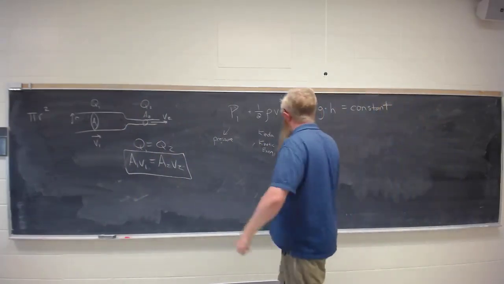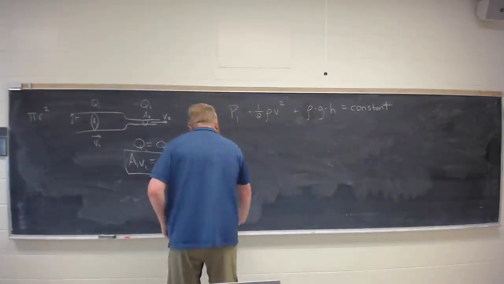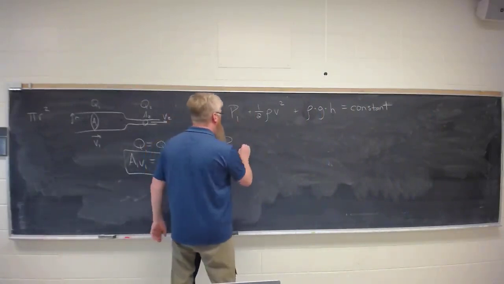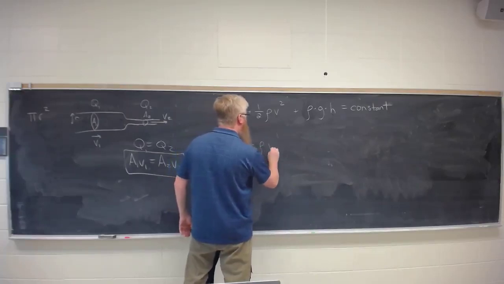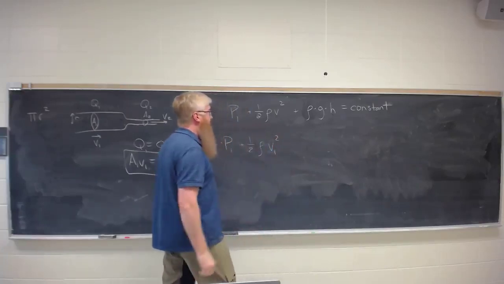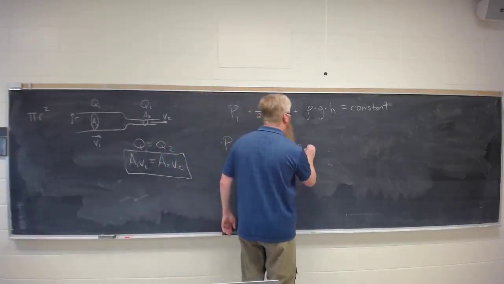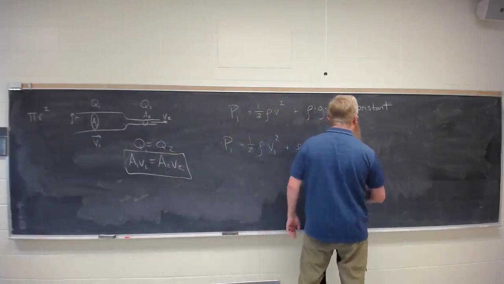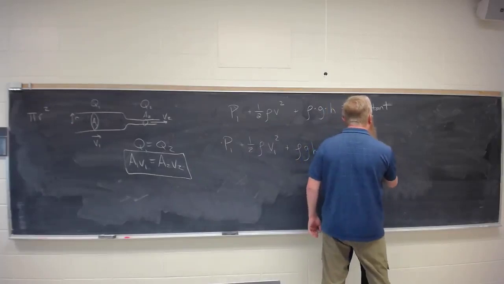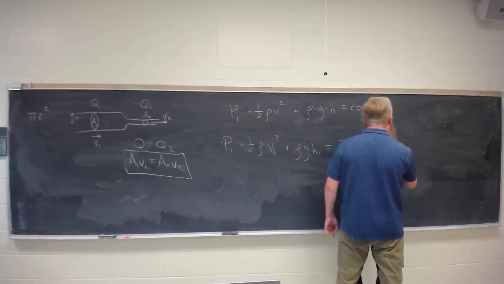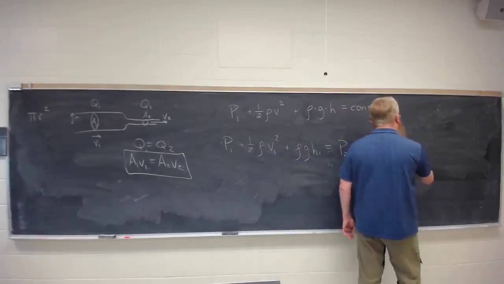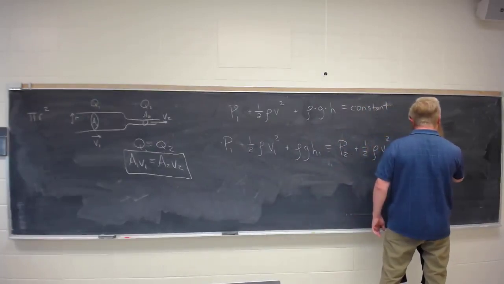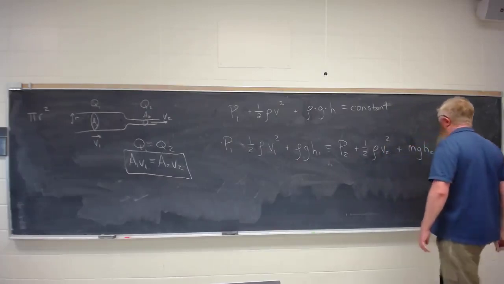So Bernoulli's equation is often not written like this. It'll be the pressure at some point plus 1/2 the density times the velocity of the water at that point plus rho times g times the height of the water at that point, which will equal the pressure at some other point plus 1/2 the density of the fluid times the velocity at that second point plus rho times g times the height of that second point.